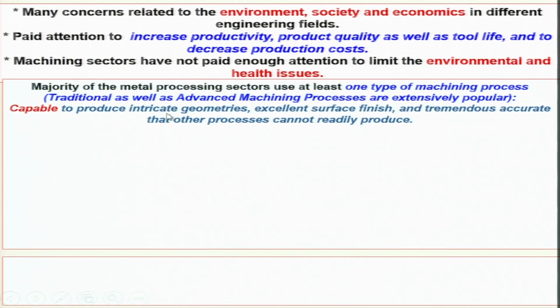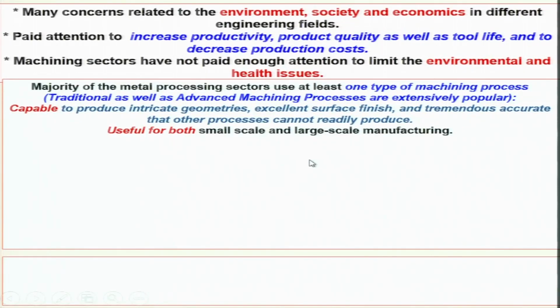They are capable of producing intricate geometries, excellent surface finish and tremendous accuracy that other processes cannot readily produce. Machining processes, either traditional or advanced, are very commonly used because they are highly capable of producing accurate miniature products, useful for both small scale and large scale manufacturing.